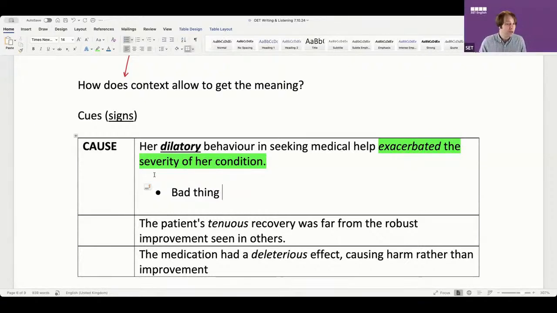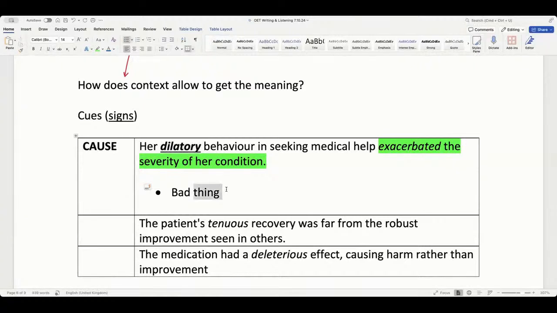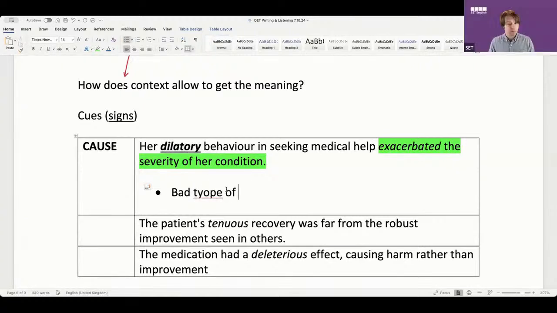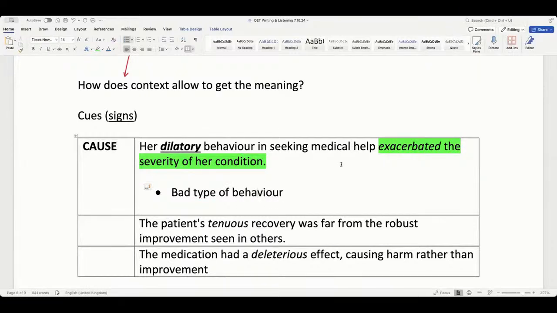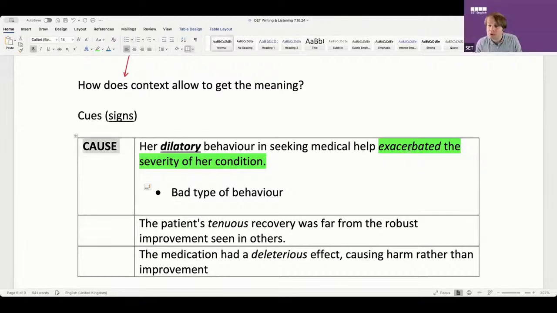So is there anything else we can do from this? It's just a bad type of behavior, I guess. Yes, maybe a poor behavior. But I want to call this cause, right? Look for causes and results, and you can guess the meaning.